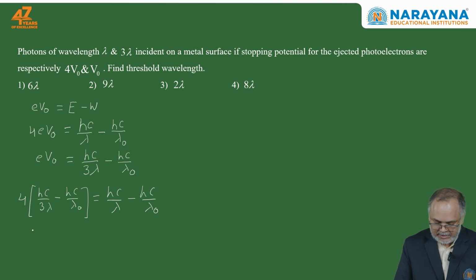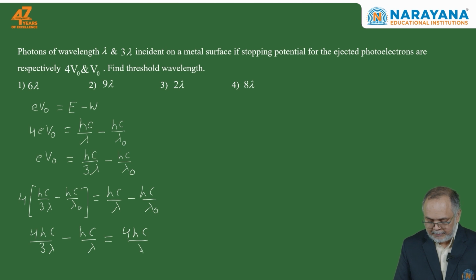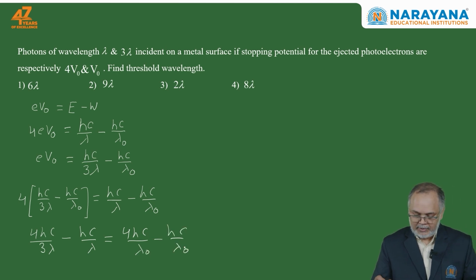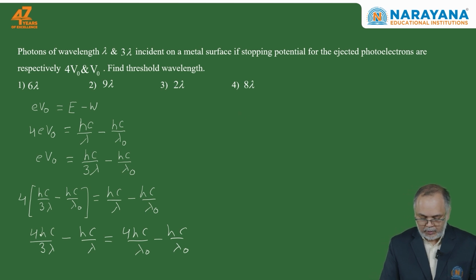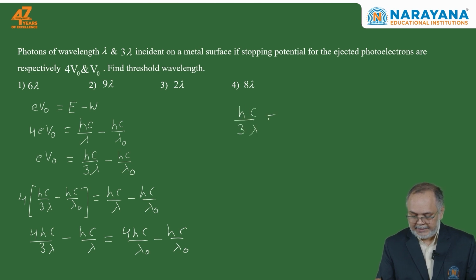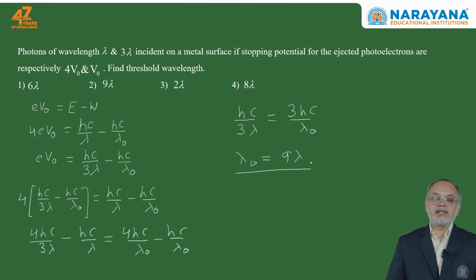And if we simplify this, we will get 4 hc by 3 lambda minus hc by lambda is equal to 4 hc by lambda naught minus hc by lambda naught. And from here, we get the value of lambda naught. If you solve this one, 4 by 3 minus 1, so that is hc by 3 lambda is equal to 3 hc by lambda naught. So lambda naught is equal to 9 lambda. So that is the answer for this problem.